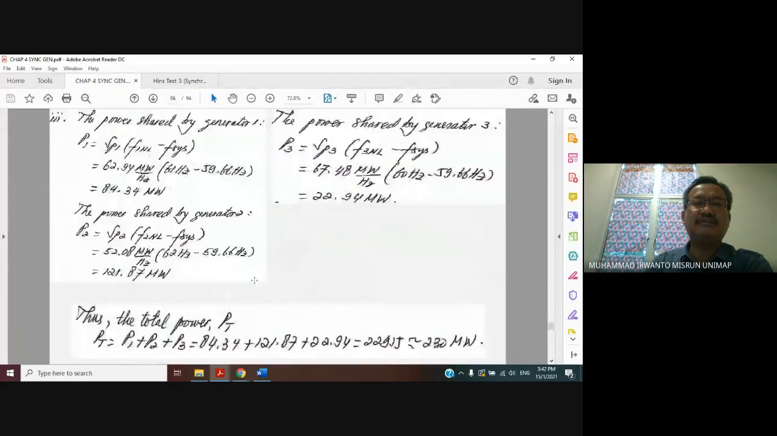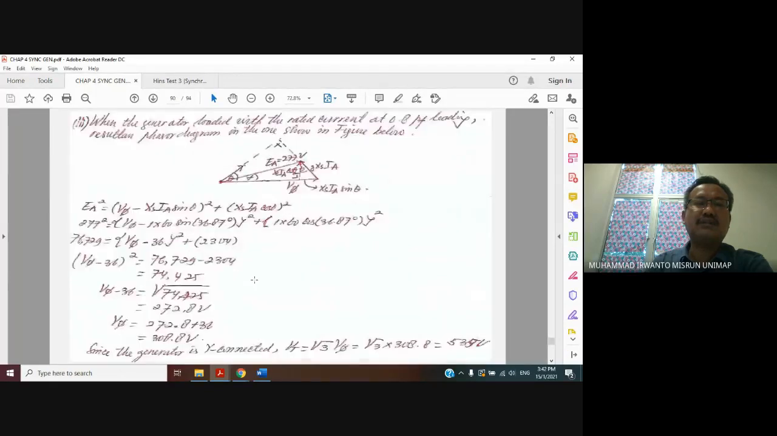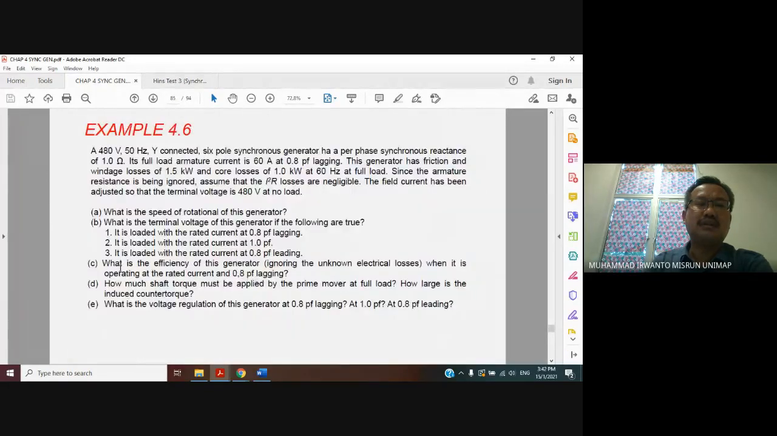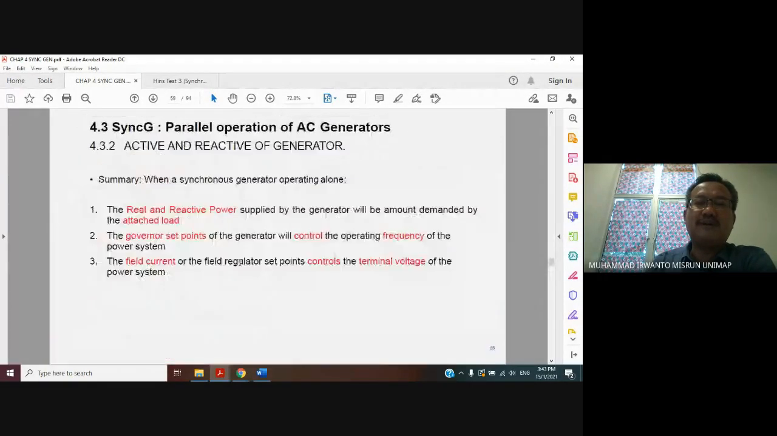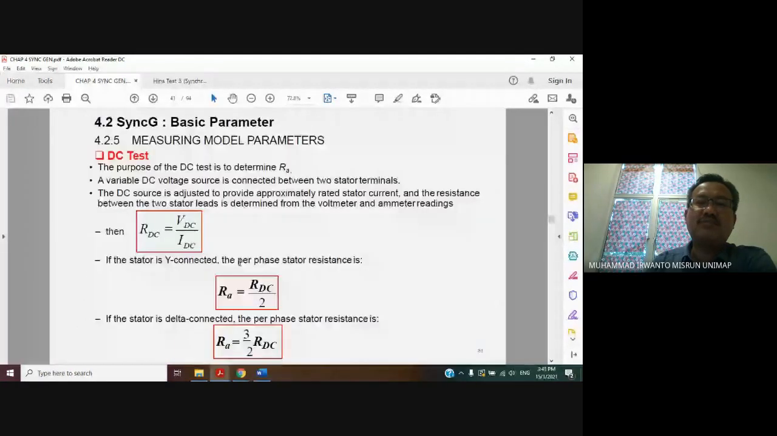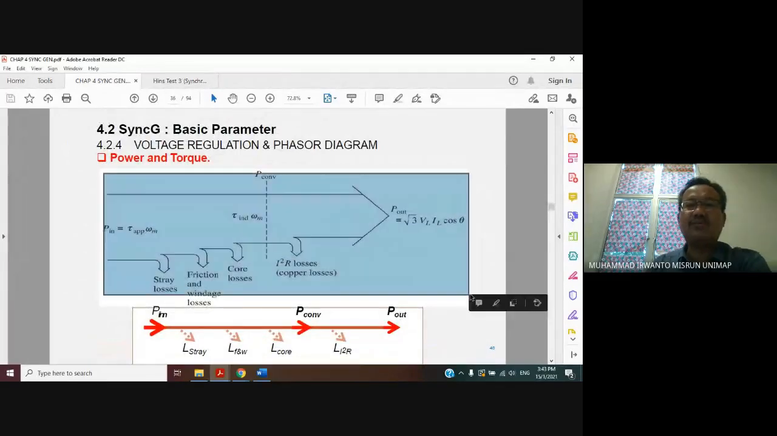Oke, soalan berikutnya yang C. What is the efficiency of this generator? Ignore the stray electrical losses when it is operating at the rated current 0.8 power factor lagging. Yeah, now so remember, please look at this one. Okay, diagram of the power losses.